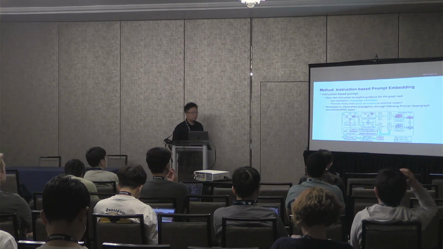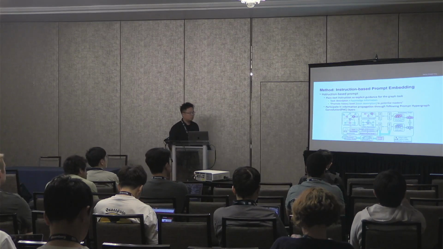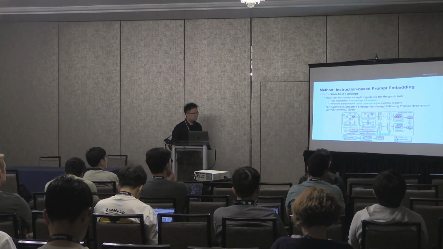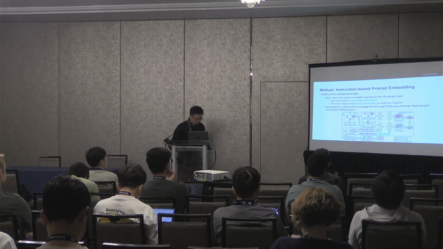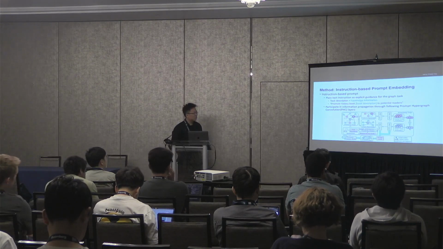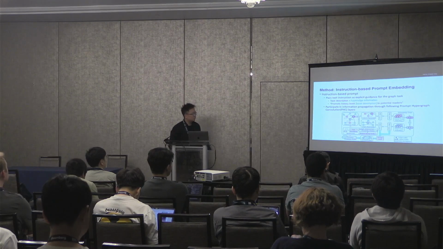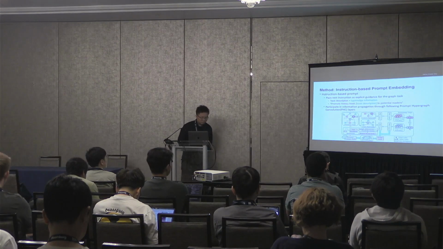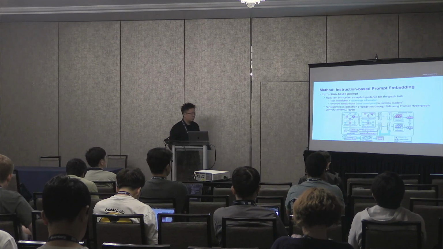We encode the instructions with a pretrained language model and apply a prompt layer to adaptively learn the transformation from the text embedding to prompt embeddings. These prompt embeddings will participate in the information propagation during the following hypergraph convolution.